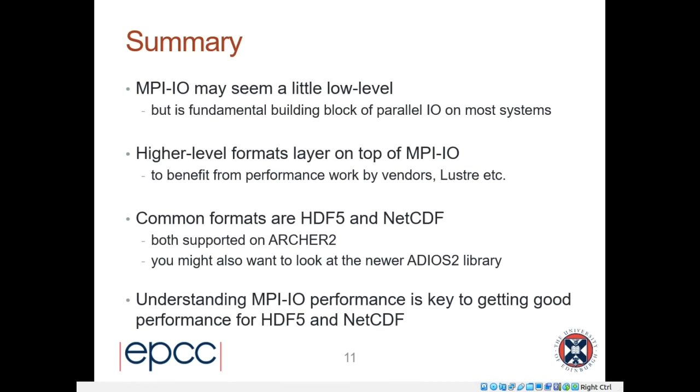So it's a very short talk. The summary is that MPI-IO may seem a little low level, but it's the fundamental building block of parallel I/O on most systems. Higher level formats layer on top of MPI-IO to benefit. So Cray, HPE are tuning MPI-IO to work well with their Lustre. Therefore, you want HDF5. You don't want to have to re-implement that. Common formats are HDF5 and NetCDF, maybe less common, but used by the climate, weather and oceanography community.